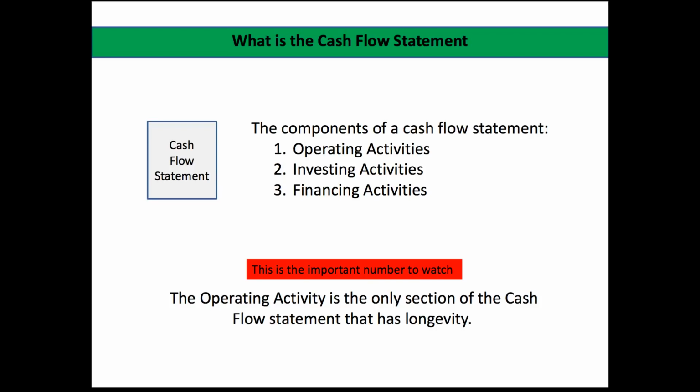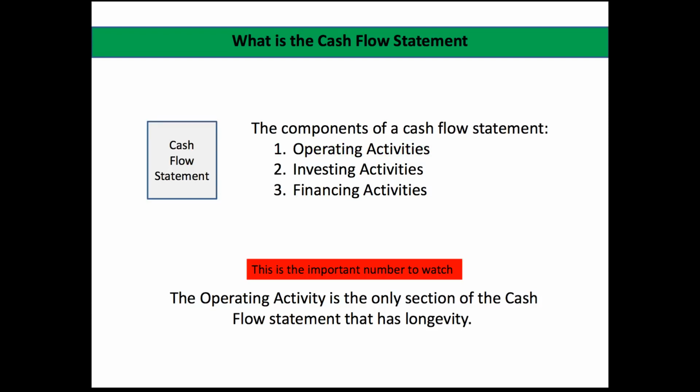Okay, so the important number to watch out of those three categories on the cash flow statement is really that operating activity, because this is where you should see the green on the sheet. When you see a positive number under the operating activities, that's the true number that's providing the lifeblood of the company.